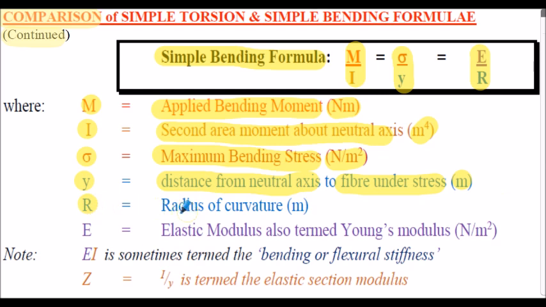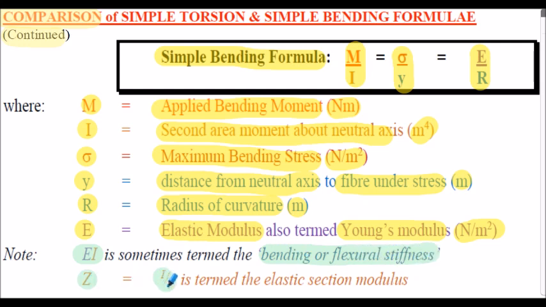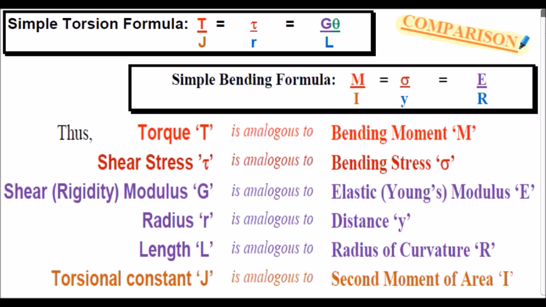R is the radius of curvature, meters. And E is the elastic modulus, or the Young's modulus, newtons per meter squared. We also have EI, which is sometimes termed the bending or flexural stiffness. And again Z, which is I divided by Y, which is termed the elastic section modulus. As our comparison continued, I've just stated both formulae here for reference, torsion and bending formulae.